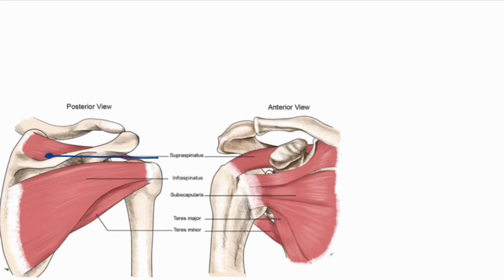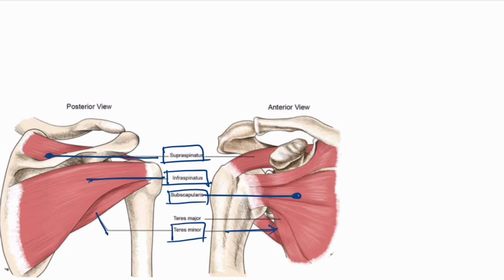Now let us look at the rotator cuff muscles. As we already discussed, we have 4 rotator cuff muscles. Now let us see them in the diagram. This is the supraspinatus muscle. This is the infraspinatus muscle. This is the subscapularis muscle. And this is the teres minor muscle. Supraspinatus muscle is above the spine of the scapula, and the infraspinatus muscle is below the spine of the scapula, and the subscapularis is in the fossa of the scapula.